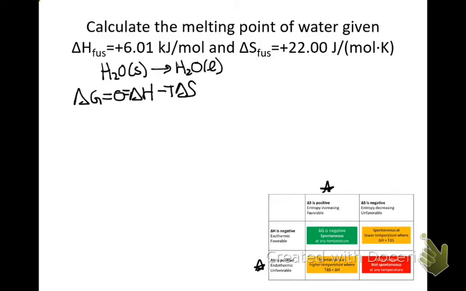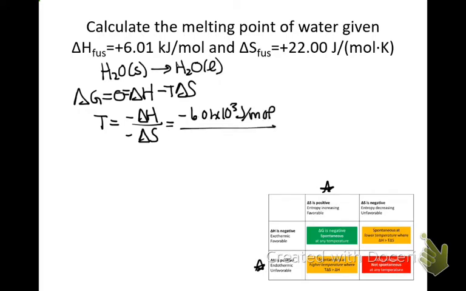and solve for T. So we get that T equals delta H divided by delta S. Then we find that we get 6.01 times 10 to the third joules per mole divided by 22.00 joules per mole times Kelvin. And so here our answer comes out as 273 Kelvin. And that means 0 Celsius.